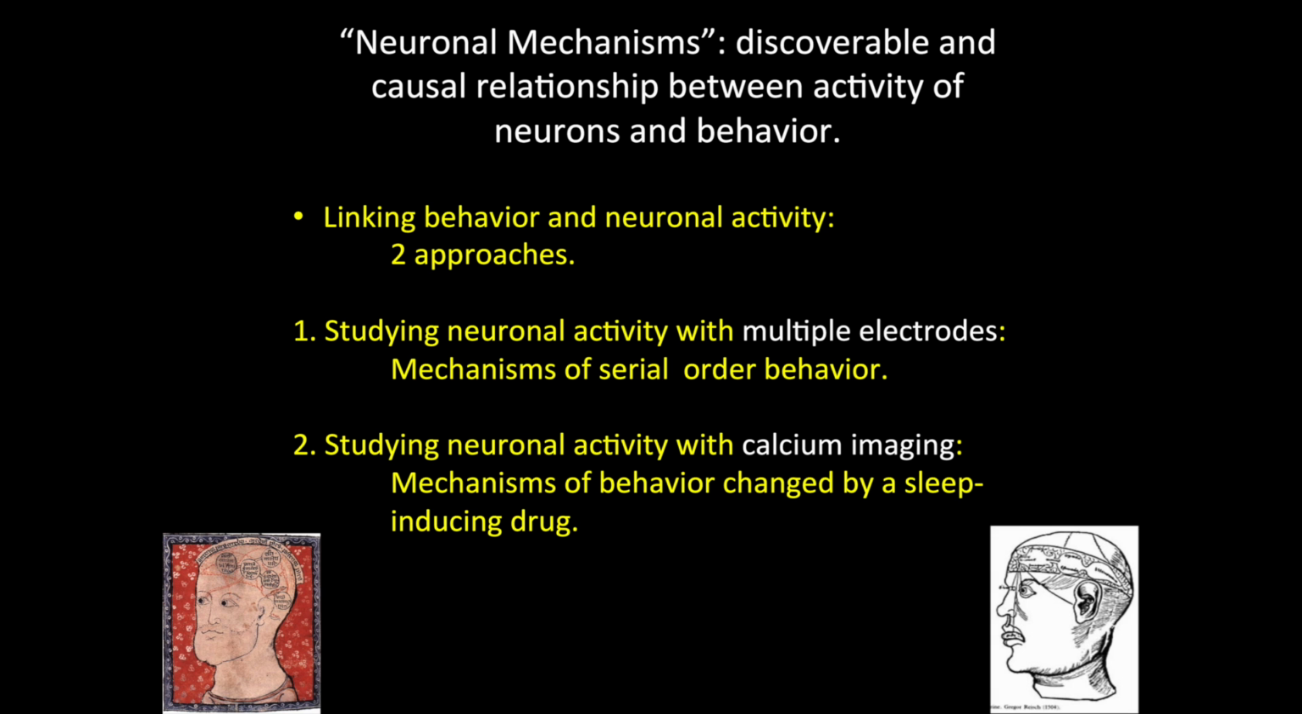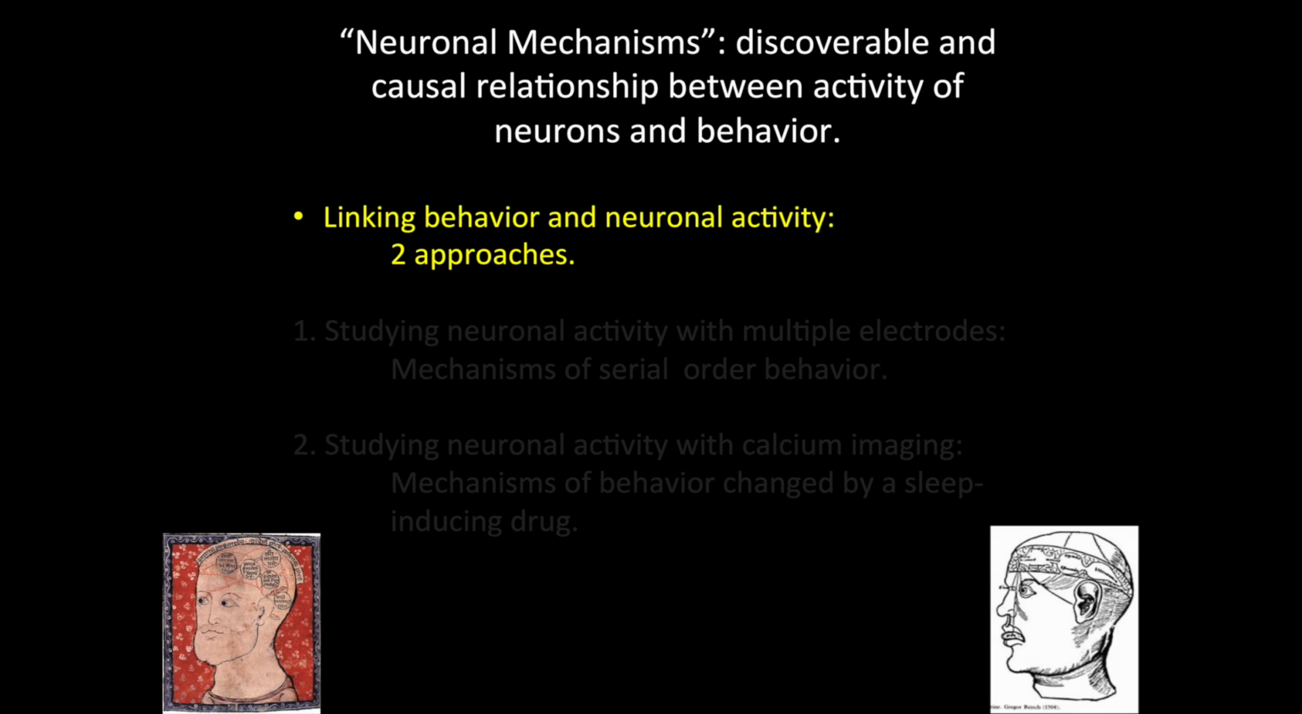I will exemplify each of these approaches by describing a particular project we've completed. In the first project, we used multiple electrodes to investigate neuronal mechanisms of serial order behavior. And in the second project, we were studying neuronal mechanisms of behavior changed by a drug. But let's start with describing the most commonly used approaches to record activity of multiple neurons in awake behaving animals.